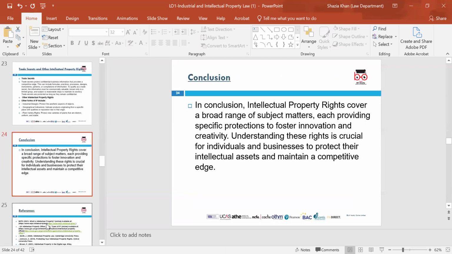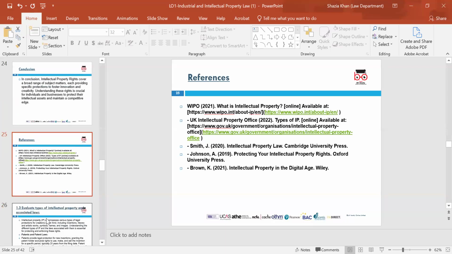In conclusion to 1.2 assessment criteria, intellectual property rights cover a broad range of subject matters, each providing specific protections to foster innovation and creativity. Understanding these rights is crucial for any business and individual to protect their intellectual property. These are the references used for 1.2.